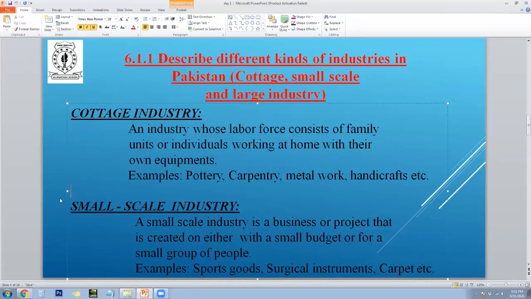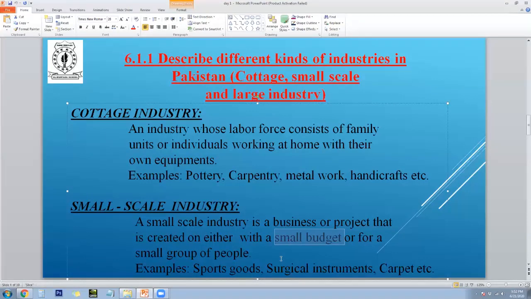Okay, what did you find there? What is the difference between the two? Okay, with the word small scale, you can easily judge it comprises of a small budget or a small group of people.